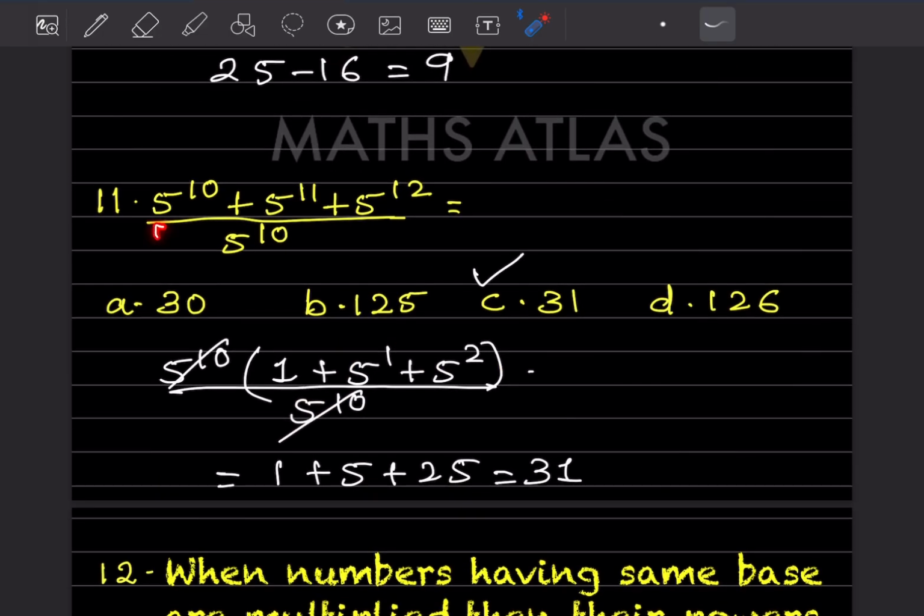Now here, see here, this is plus sign. So now what you can see here, this is 10, 11 and 12. The base is the same. So we'll take the lowest, which is now 10. So we'll take here 5 raised to 10. So now this is just 5 raised to 10.